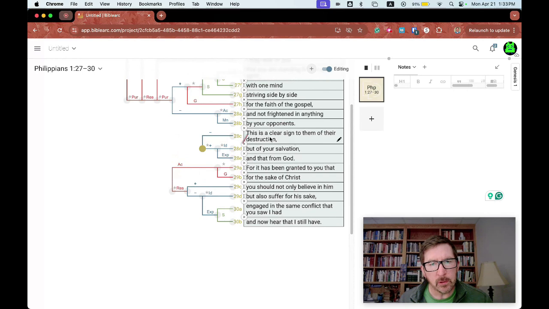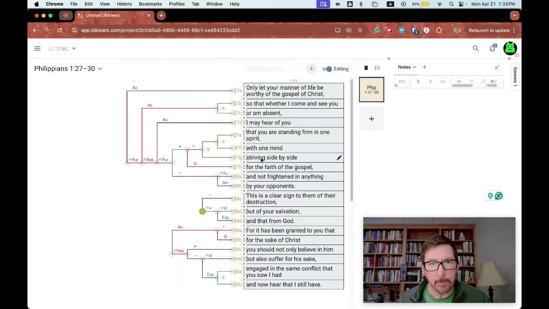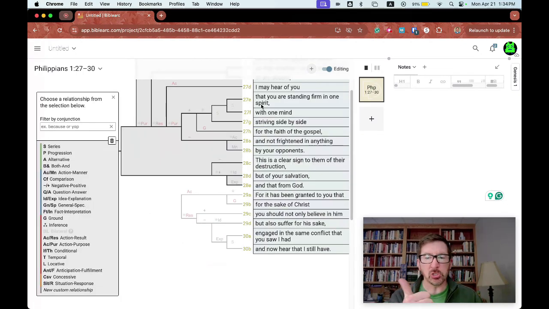So now we have, this is a clear sign to them of their destruction, and that from God. Well, what is a clear sign of their destruction? That you're standing firm, striving side by side for the faith of the gospel, not frightened in anything by your opponents. Like the fact that you would be unified in your church, and the fact that you're working side by side, like that is a clear sign that God is with you, that they aren't going to win, they aren't going to see the end of the day, but you are, that you're going to be saved, because the church is a weird place in which people who have very different backgrounds are able to get along and have unity and go forward in something. I mean, this is just crazy. So this is a sign of their destruction.